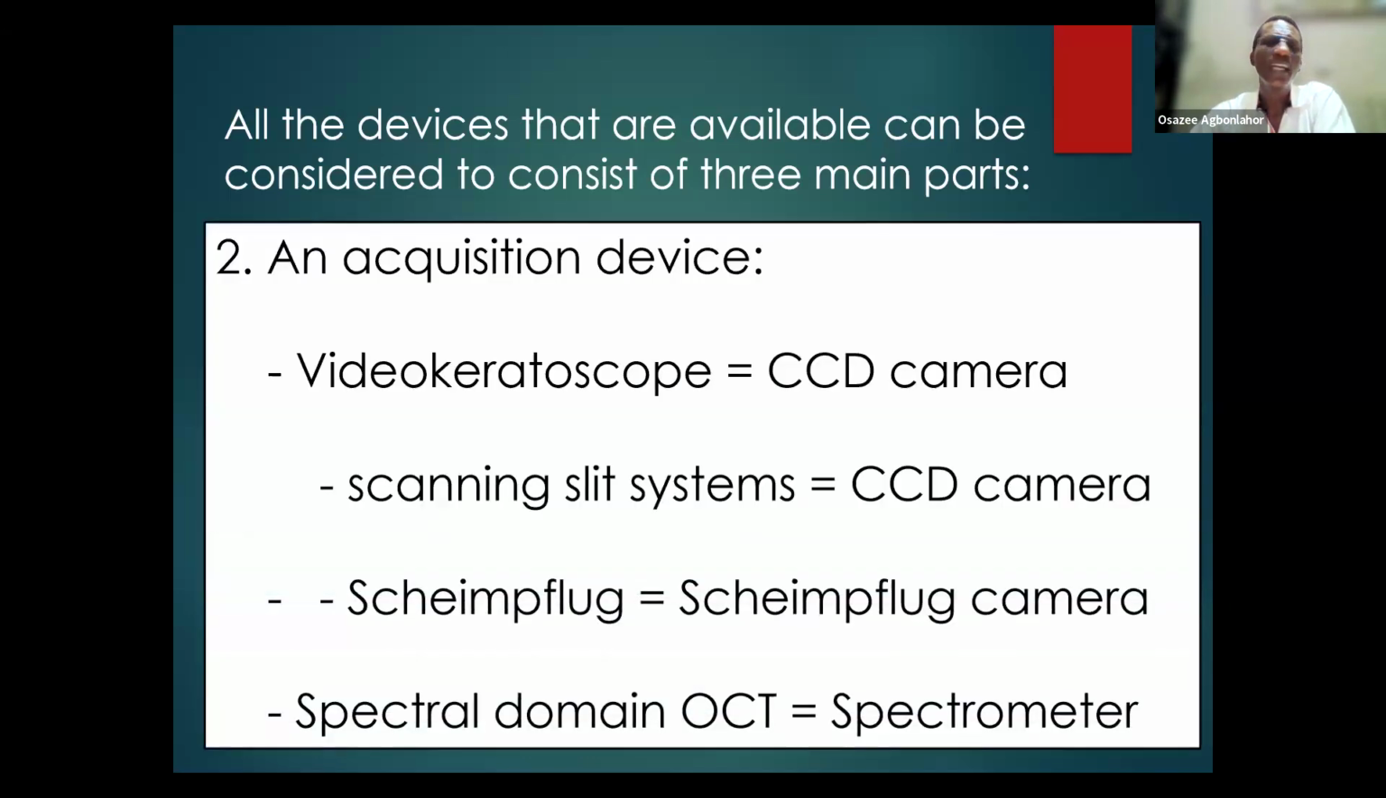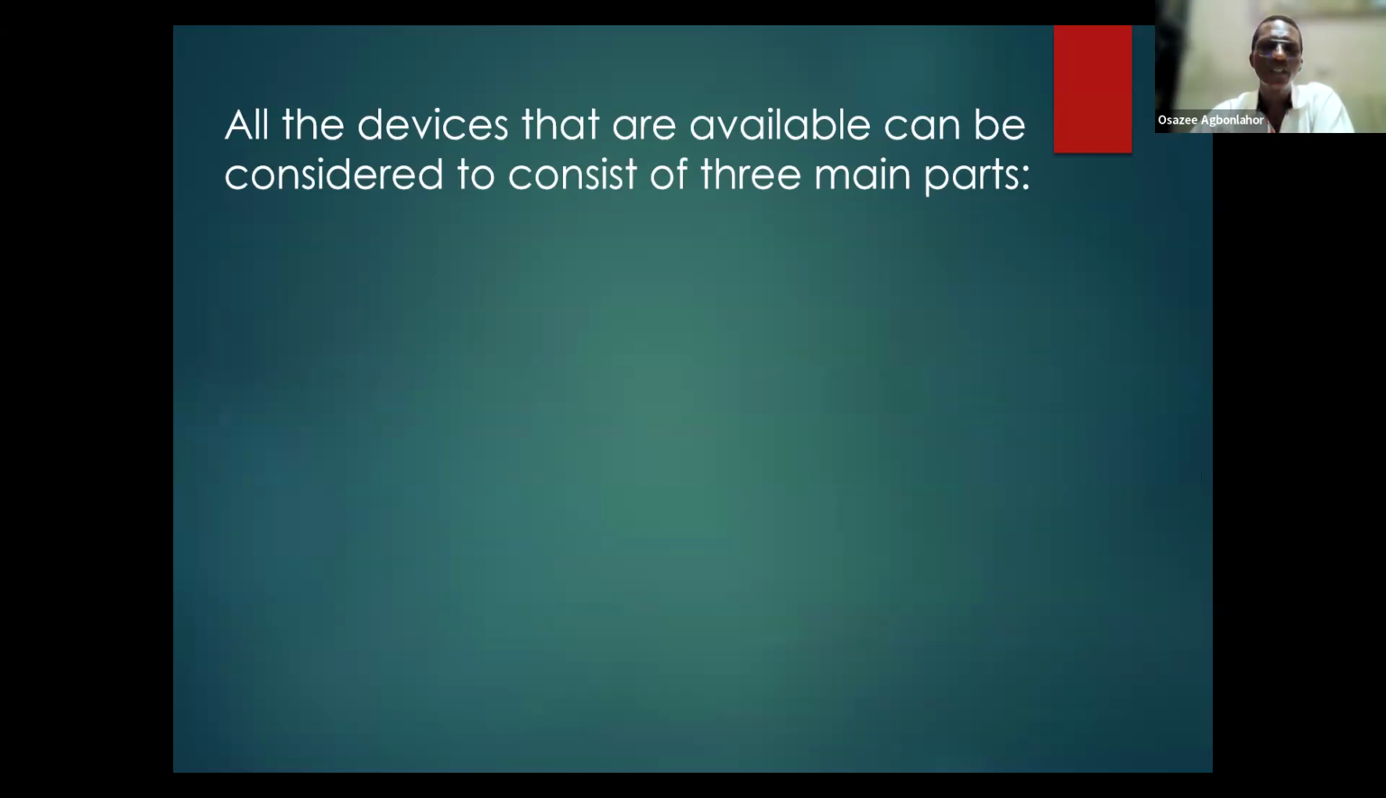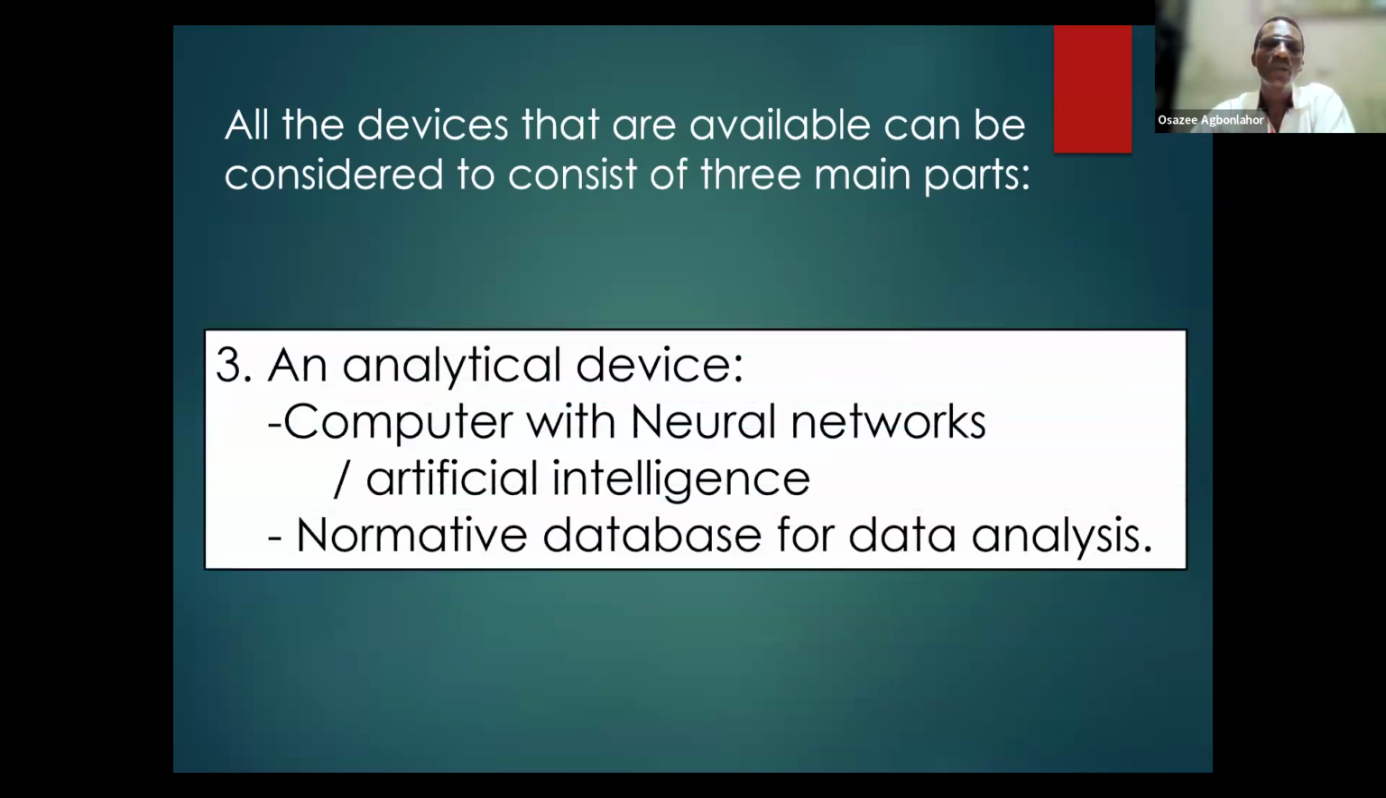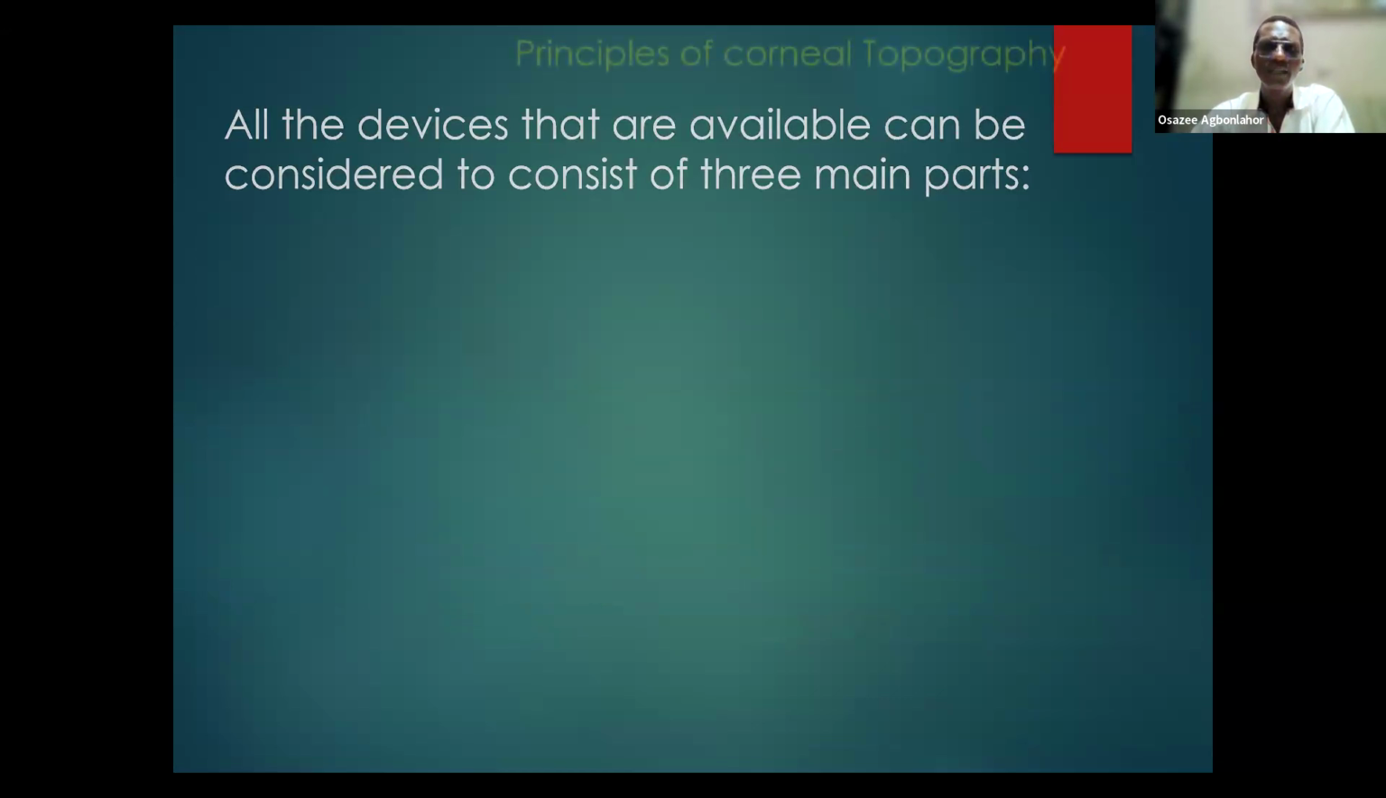The second part is the acquisition device, which gives you information. It captures data, and it can be video keratoscopes, a slit system, a Scheimpflug system, or the spectral luminosity as seen in a spectrometer. So the acquisition device acquires the information that the Placido rings have given. And lastly, we have the analytical device. This converts whatever has been projected and acquired by those devices into usable information.